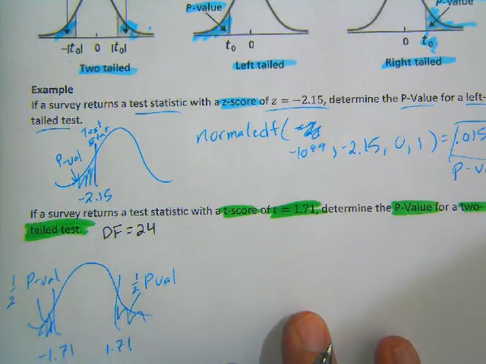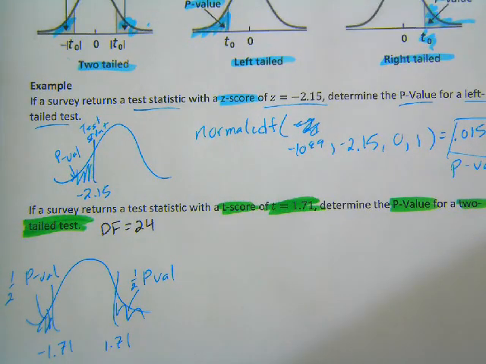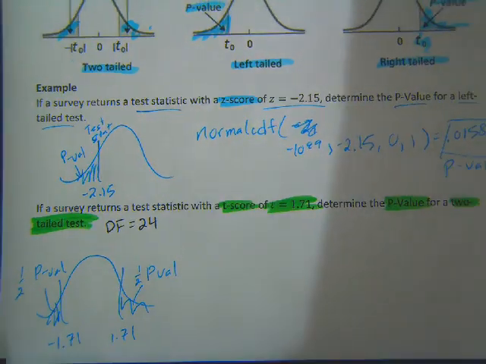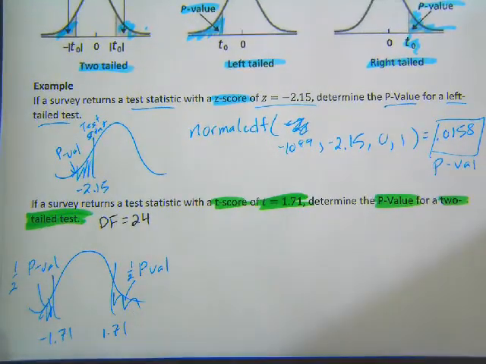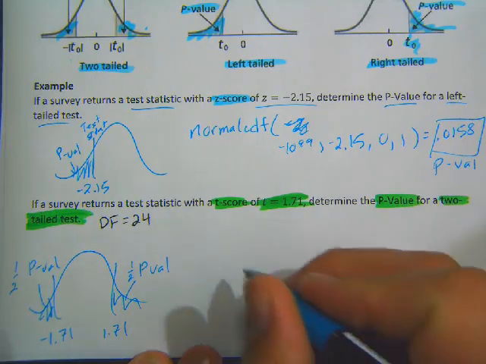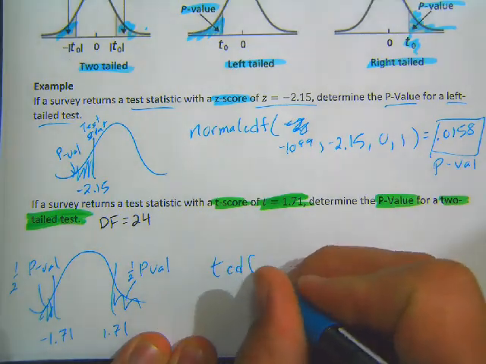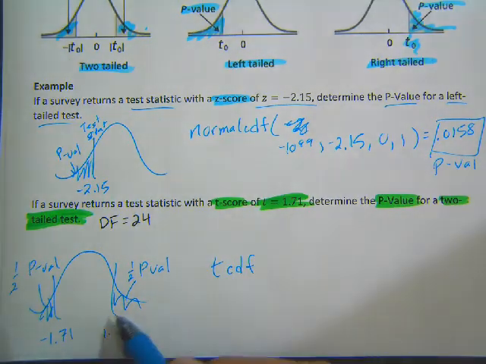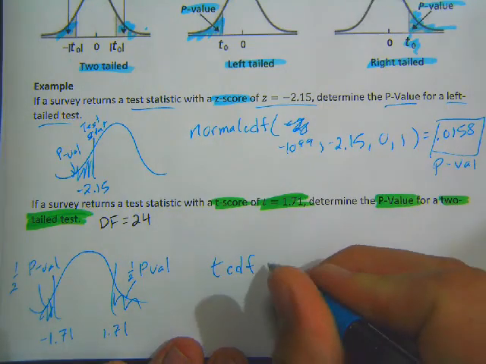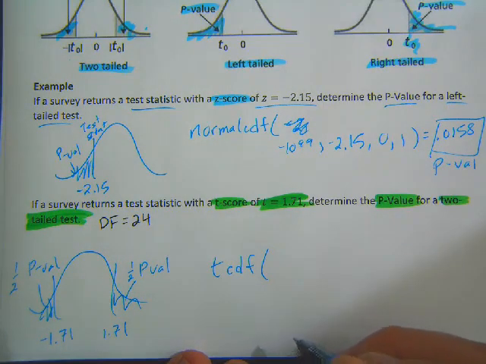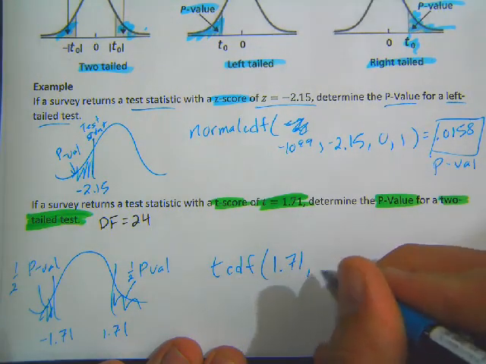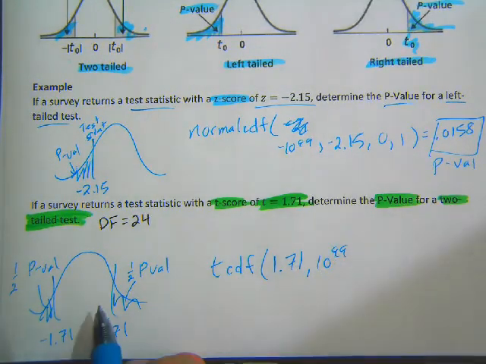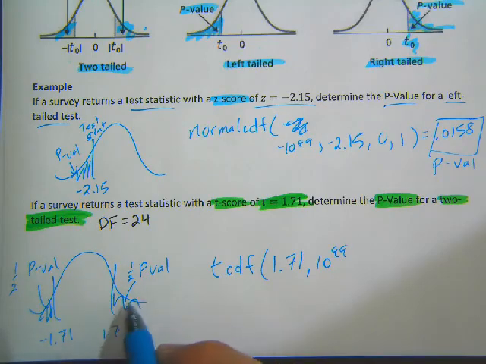Well, the trick here is to find one, and then we can just double it and get both, right? So we'll just find the value of one area and then double it to get both. In this case, I'm going to do a t-CDF, because that's how you find the area from a t-score. I'm going to do it with just one value, so I'll do from like 1.71 to 10 to the 99th, because I'm going to go from this value over to the right. So I'm going to just find this one side.